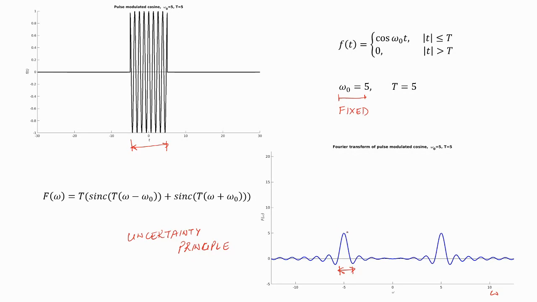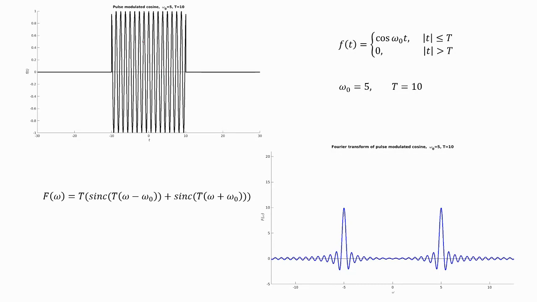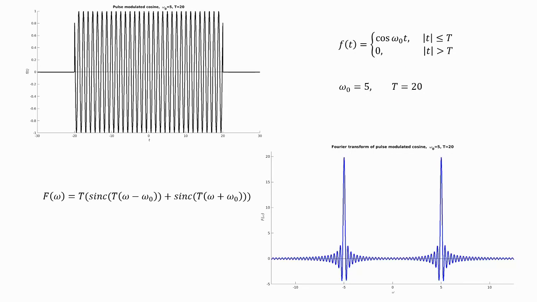And in this particular case, note that the peak height has also increased because the peak height of the sinc functions is equal to t, and my value of t is 5. Now let's further increase the value of t, and in this case again the duration of the pulse has increased, and so has the amplitude of these sinc functions in the frequency domain, and the width of these sinc functions has decreased.